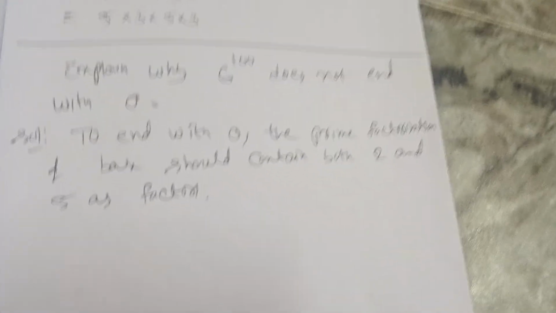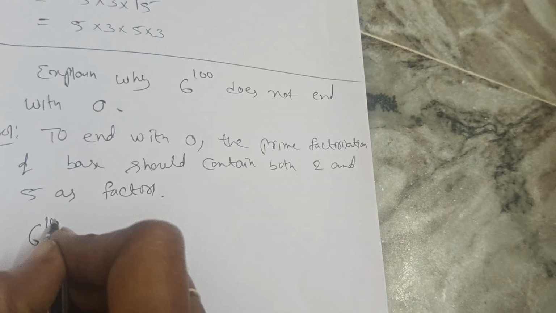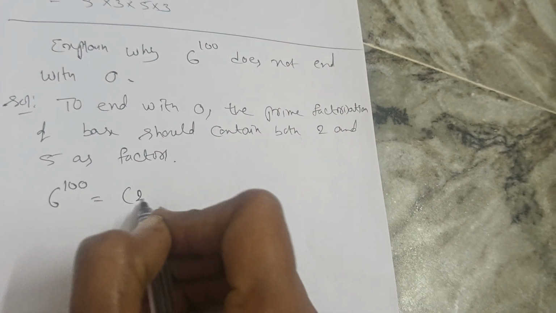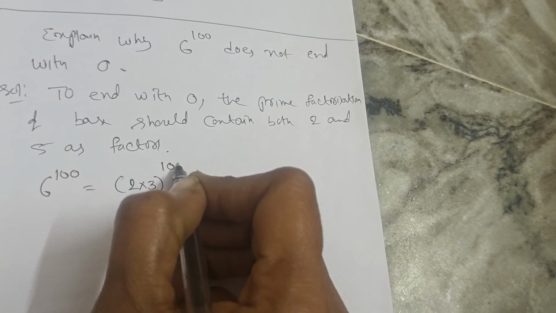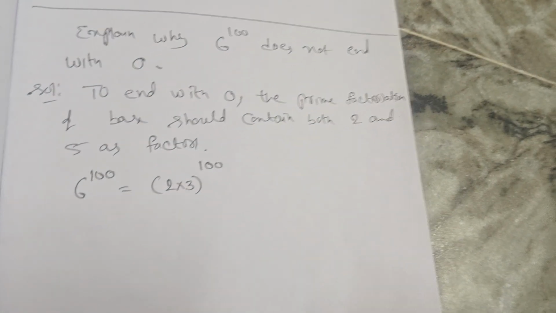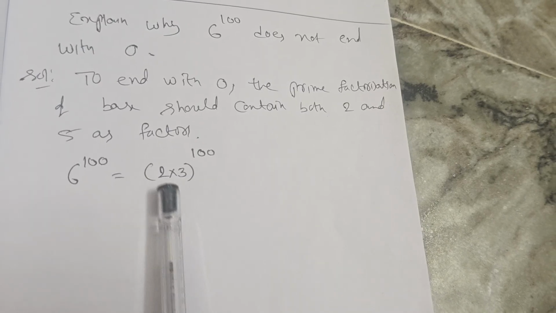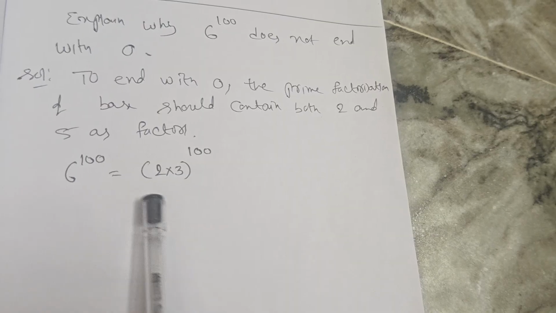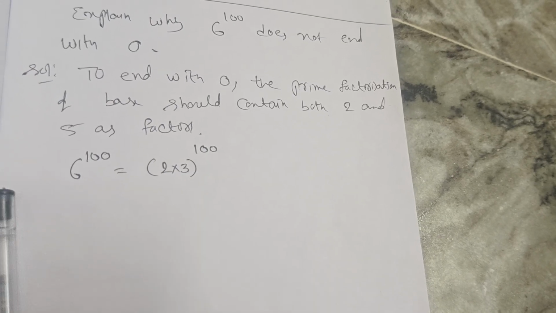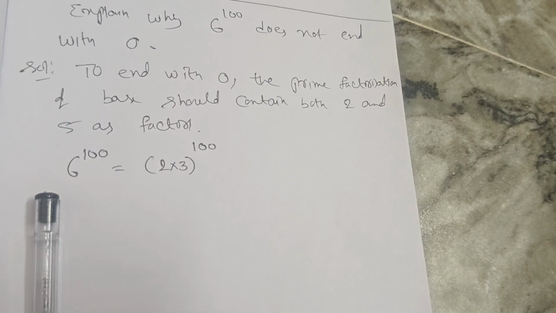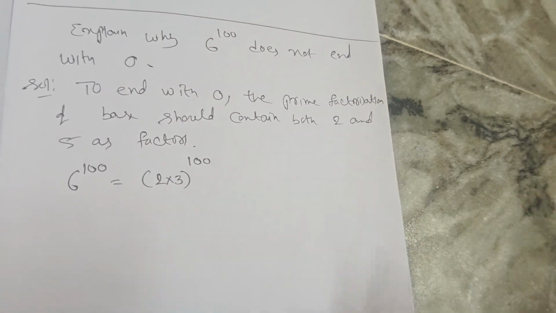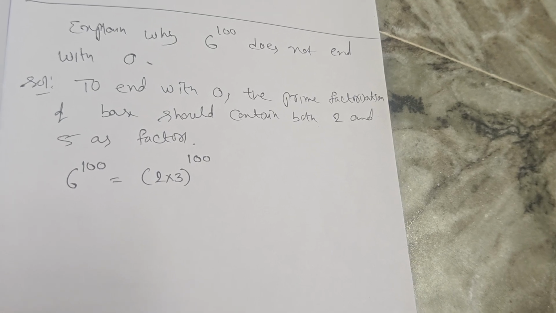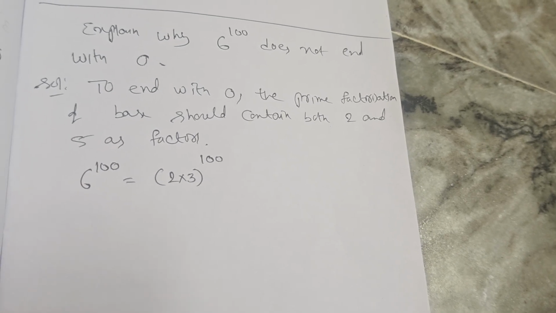So here, first you do prime factorization of the base. What is the base here? 6. We can write 6 as 2 into 3 whole power 100. Here if you see the prime factorization of the base, it contains 2 as a factor, but it does not contain 5 as a factor. What I told, to end with 0, the prime factorization of the base should contain both 2 and 5. Any extra factor being there, nothing will happen. But compulsorily, both 2 and 5 should be there. Here only 2 is there, 5 is not present.